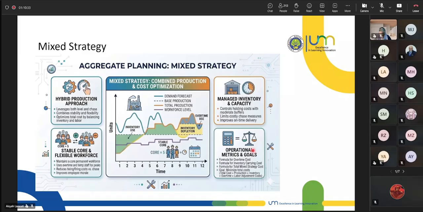For a company like mine, I'm producing multiple types of parts. Not only cylinder, body, tires, many parts. So we cannot apply this kind of hybrid production. So we have to go to number two. We have to opt for number two, mixed planning.